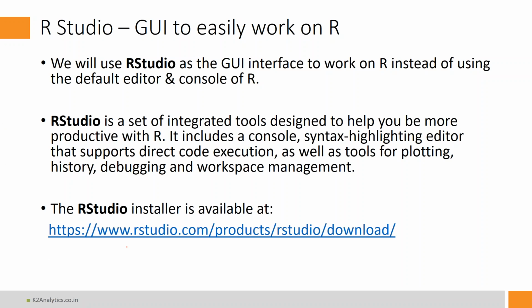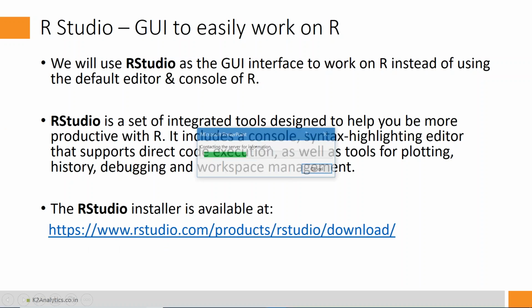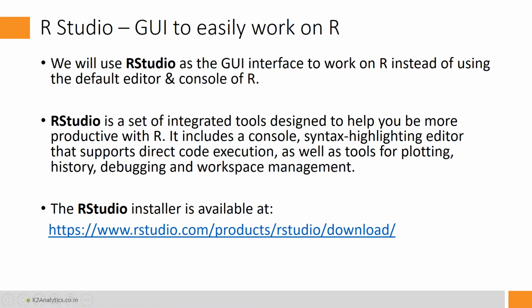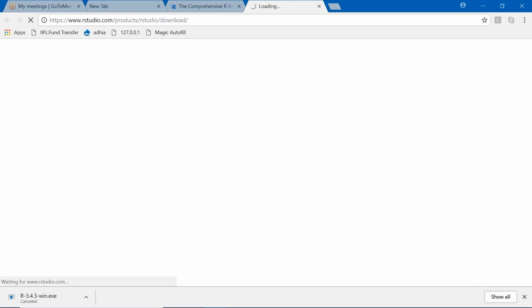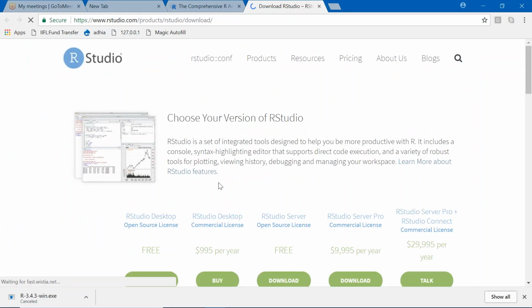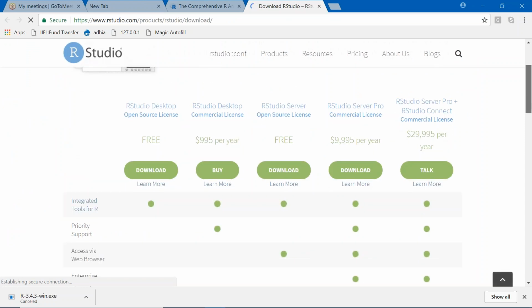So let's quickly click that. It's going to take us to the RStudio website, and here you can choose your version of RStudio, which version you wish to buy. So you've got the RStudio for desktop. There is an open source license, free, and again there are commercial licenses, other things. For our training purpose, for our learning purpose, the desktop version is good enough. It comes with all the functionalities. Okay, you click download.